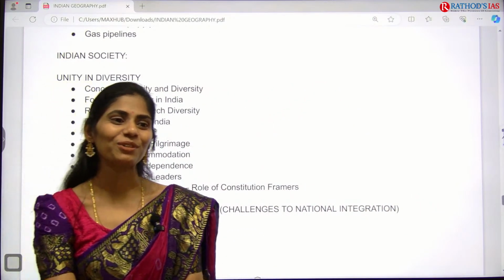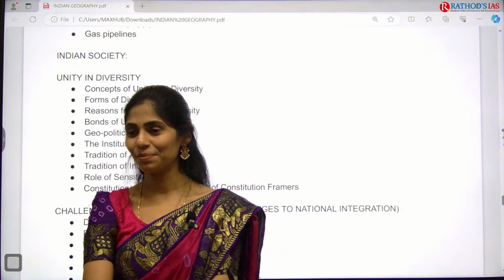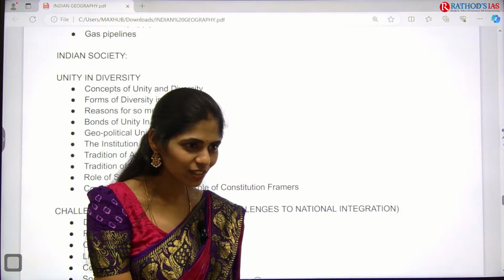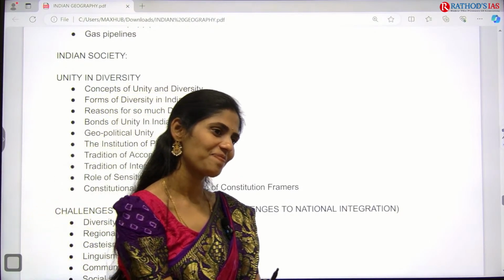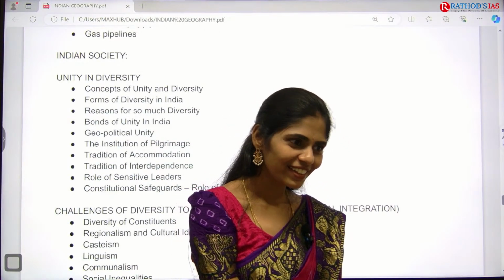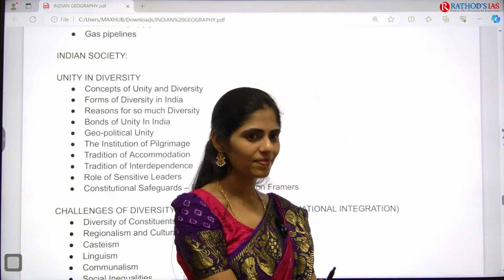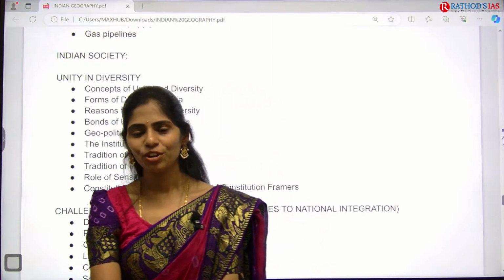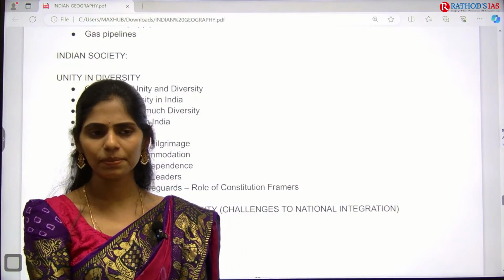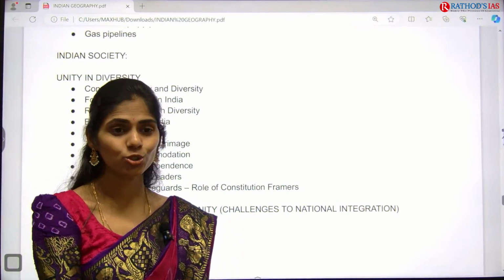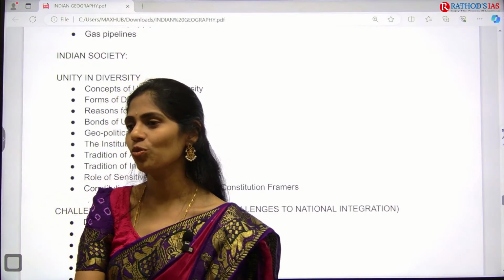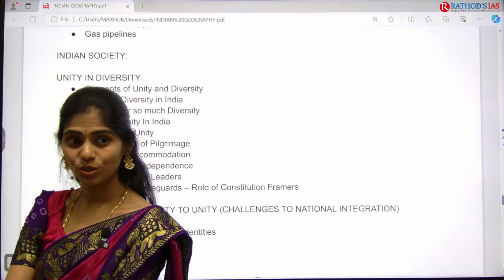At least tell me what the positives of society are. What do you find, some positives? Opportunities. Which opportunities? Studying opportunities for some people. Jobs. We are well connected, we belong to different religions, different castes, different languages, but we are staying together. Yes, unity. So one major advantage of Indian society is unity.